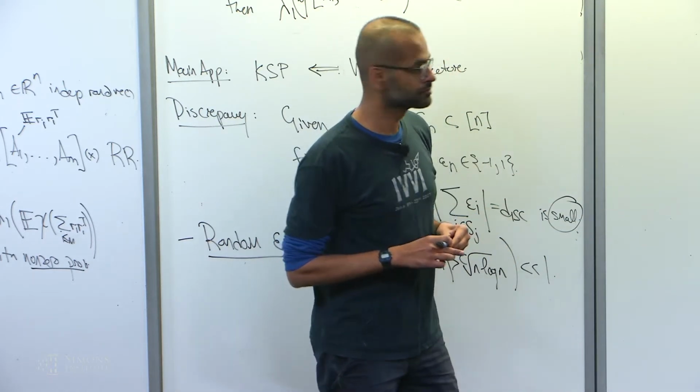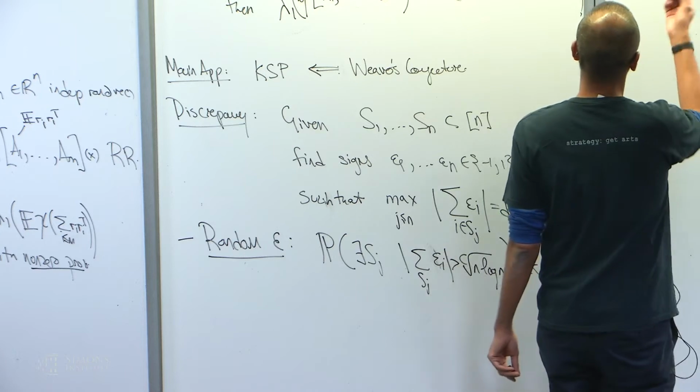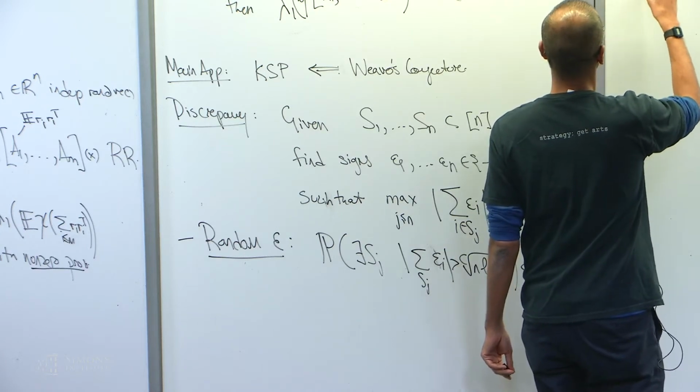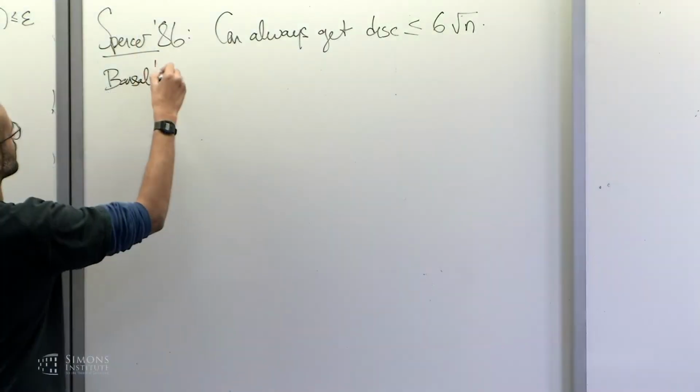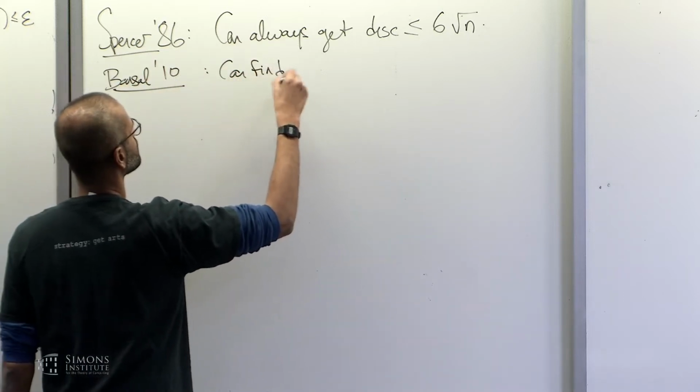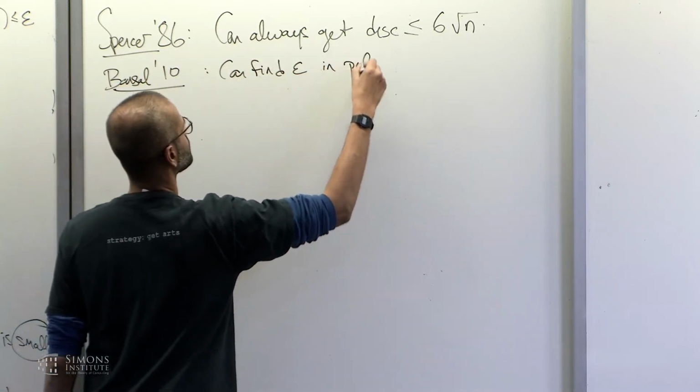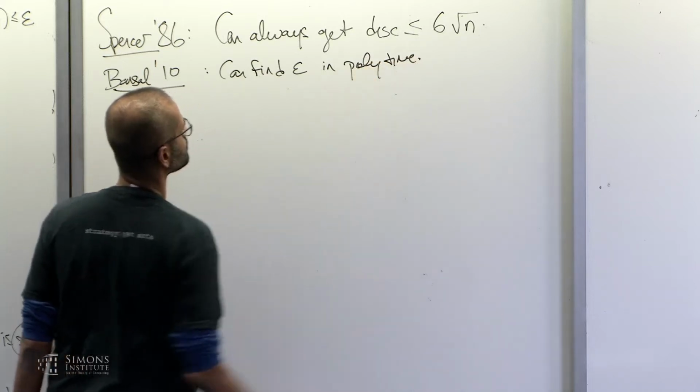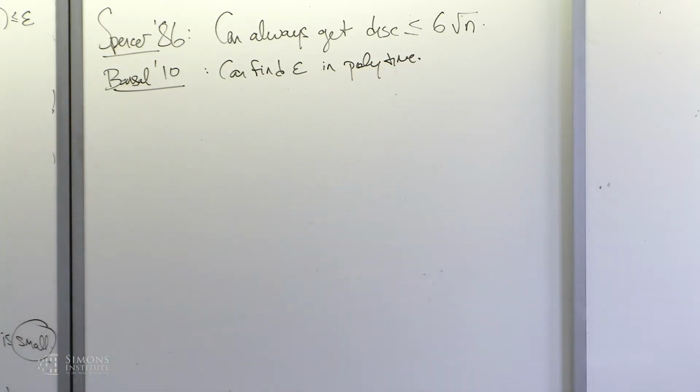Okay. I just want to mention that from an algorithmic point of view, this was proven a long time ago, but it took several decades to show you can find the signing in polynomial time. Okay. So that's an introduction to one problem in discrepancy theory. Any questions about that?